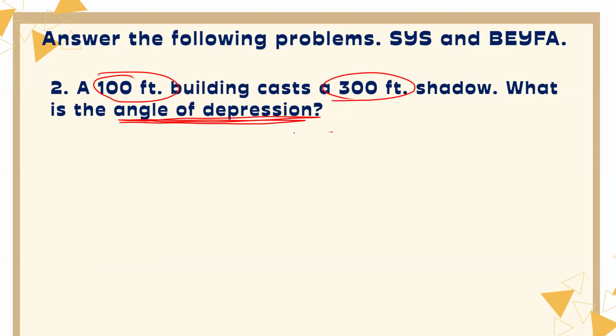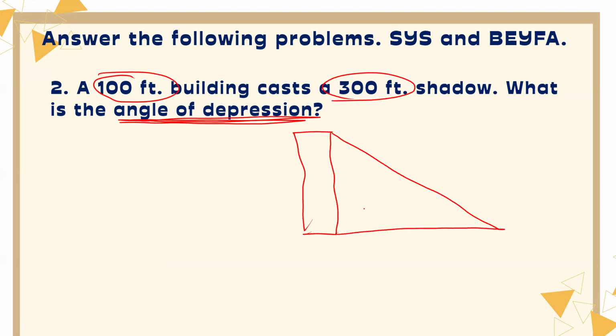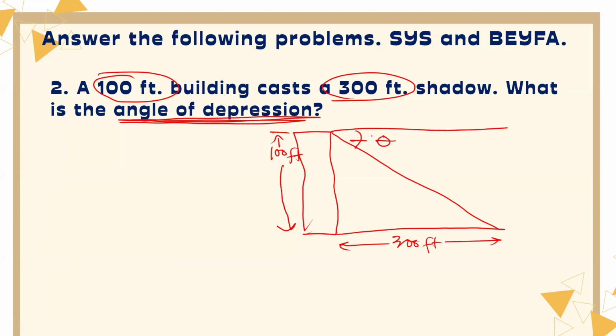So let's say this is our building, and it casts a 300 feet shadow. Our building is 100 feet tall, and it has a 300 feet shadow. Then we are asked to determine the angle of depression of the building.